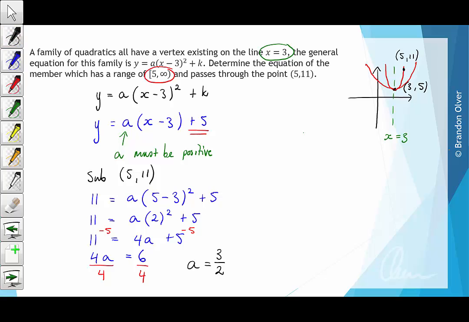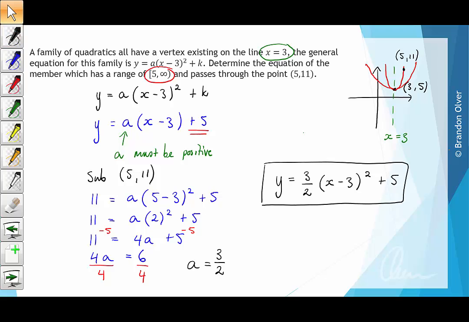So now that we've found this, it's just a matter of substituting all the information into the general family equation to find this specific member. So we know that y is equal to a, which we found to be 3 on 2, times (x minus 3) all squared, plus 5. And that's the equation of the specific member that we were looking for.